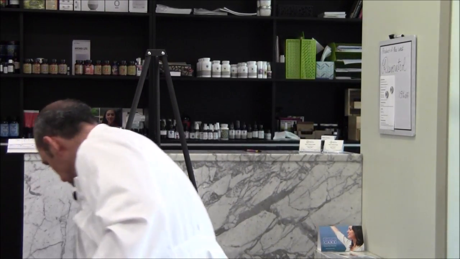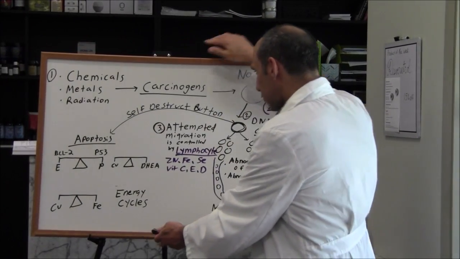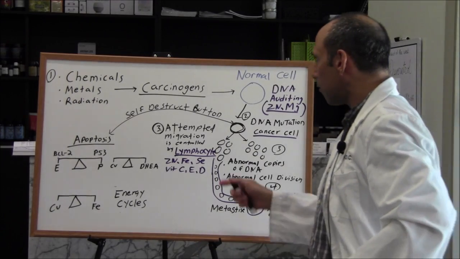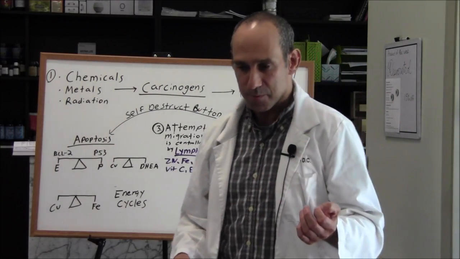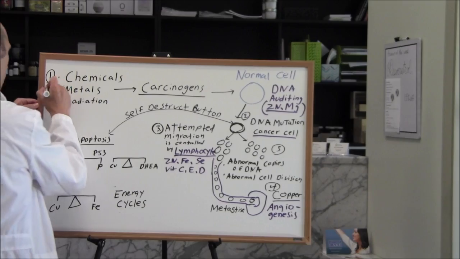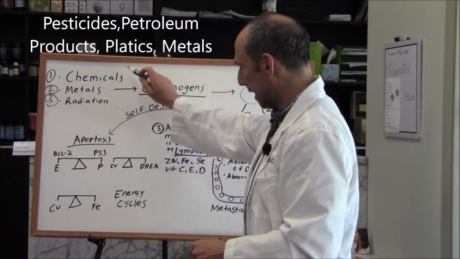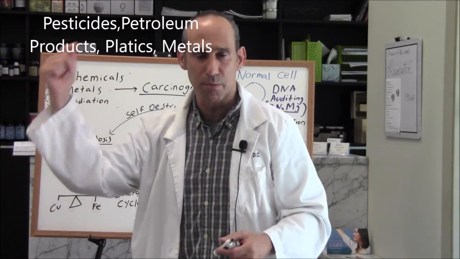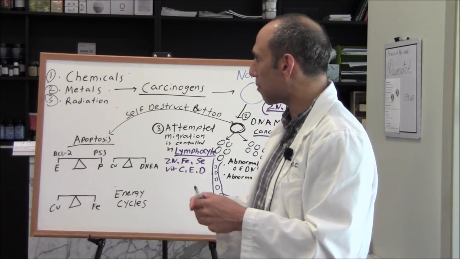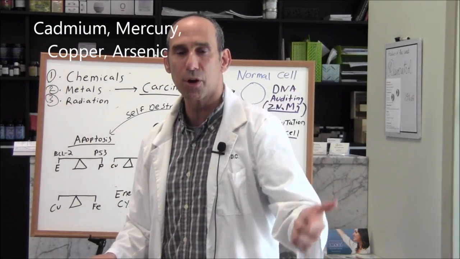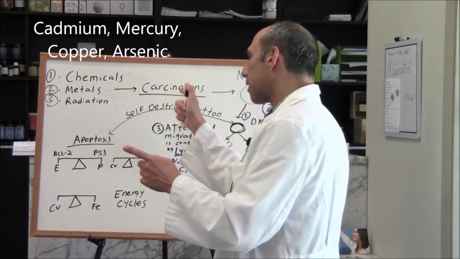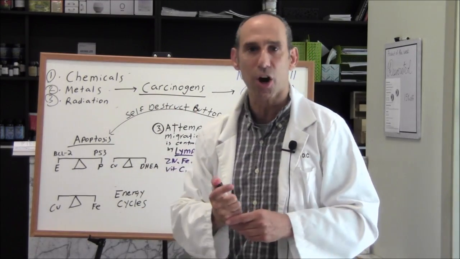And now we're going to connect the cancer to this. And here on my whiteboard, we have what we call carcinogens. Basically we have three carcinogen categories. We have the chemicals, the metals, and the radiation. The chemicals: the plastics, the petroleums, all the chemicals that are being released, all these xenoestrogen type of things. The metals: cadmium, mercury, copper, arsenic. These heavy metals become very carcinogenic. Radiation becomes carcinogenic.